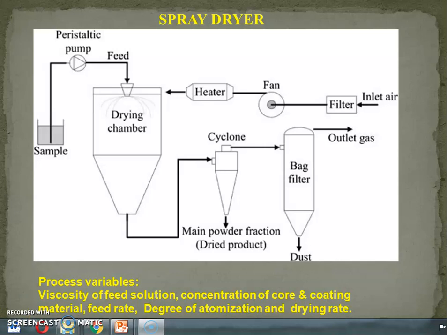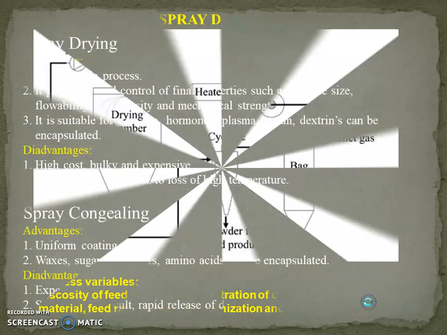techniques. To obtain efficient and effective microcapsules by spray drying and spray congealing methods, we have to control various parameters. These parameters are viscosity of the feed solution, concentration of the core as well as the coating material, feed rate, that is the rate at which the materials are supplied to the drying chamber, degree of atomization, and the drying rate.